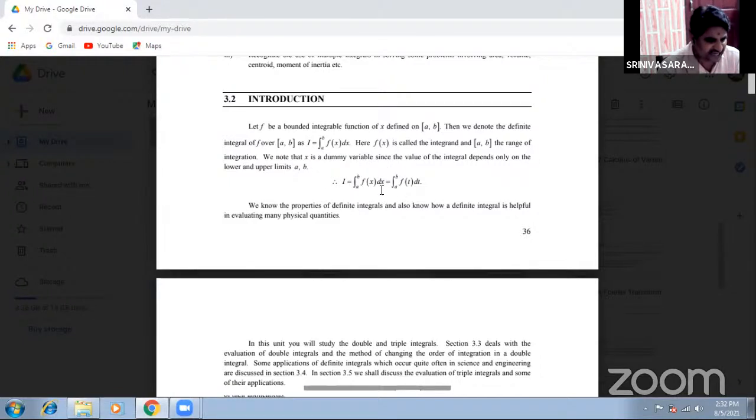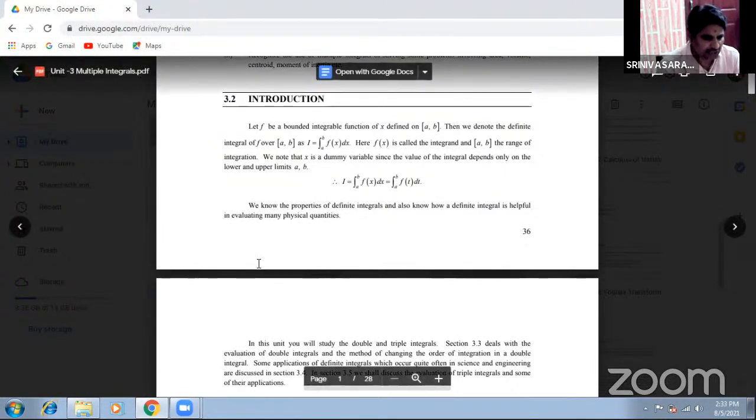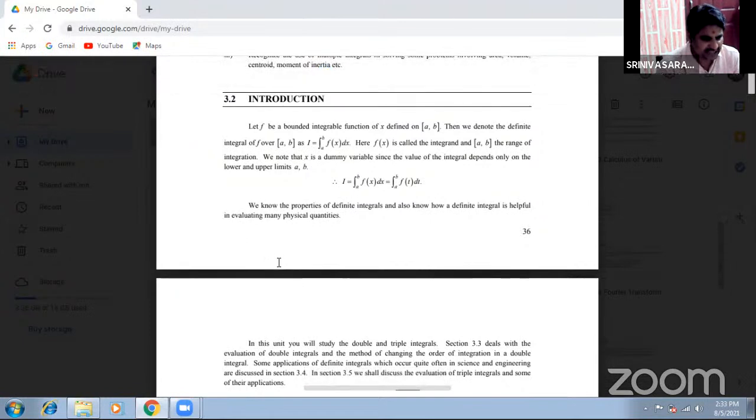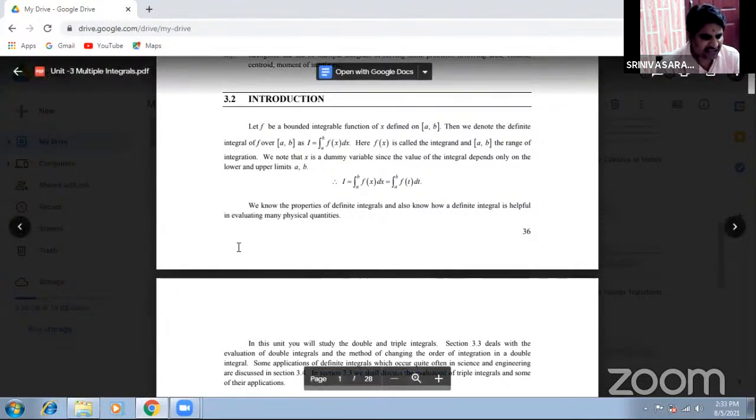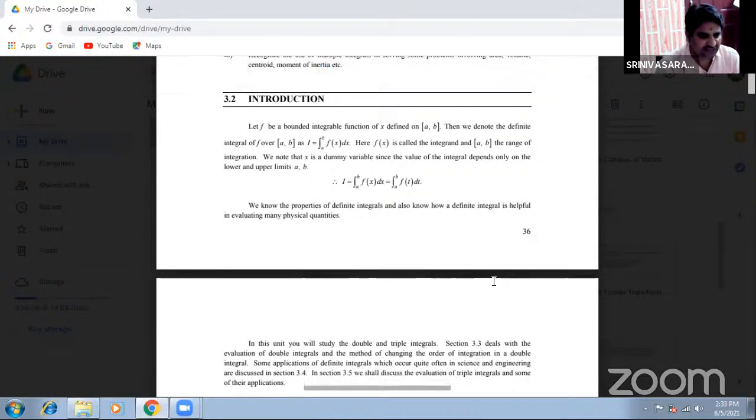That is the standard function represented as capital I equals integral a to b f of x dx. Now, that is a bounded integrable function defined on the closed interval [a, b]. What is the closed interval [a, b]? Closed interval [a, b] means the points in between a and b on the real line. Now a equals x0, with some other partition points in between a and b, and b equals x1.